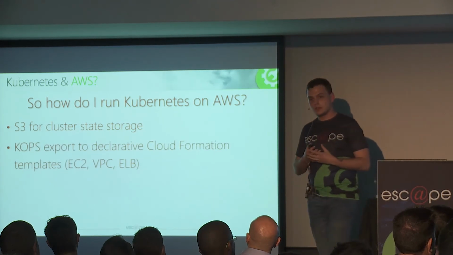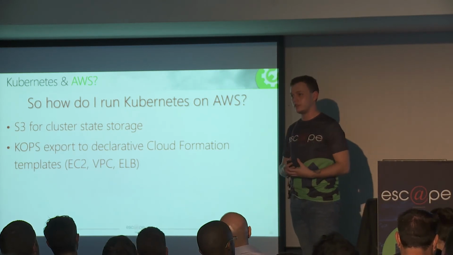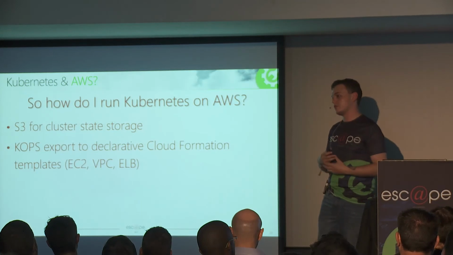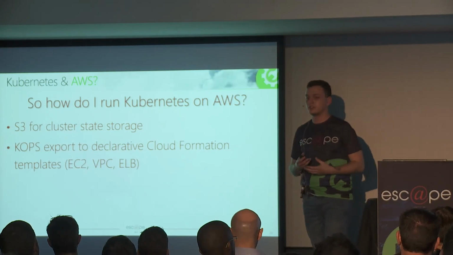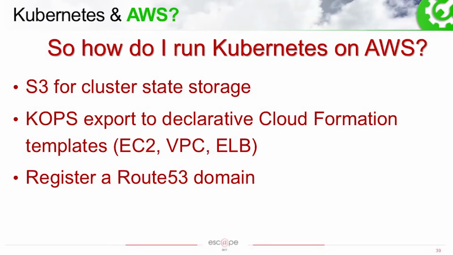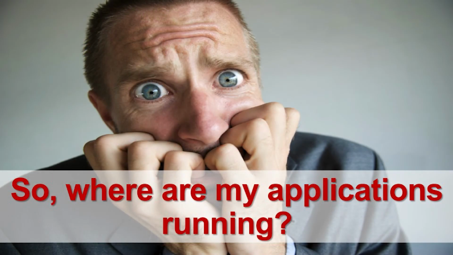One of the major value propositions from COPS is that this Kubernetes cluster that I've deployed, I can export this into what is called a CloudFormation template, which is the AWS infrastructure as code offering. I also need to register a Route 53 domain in order to access this application. So after I've deployed this Kubernetes cluster, where are my applications actually running?